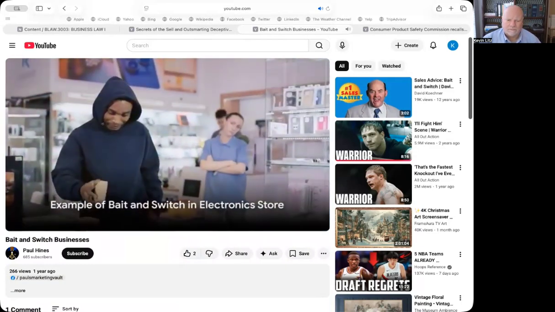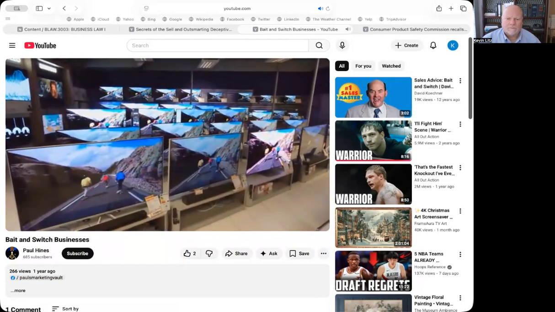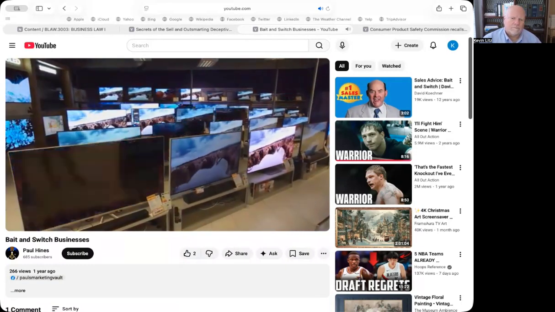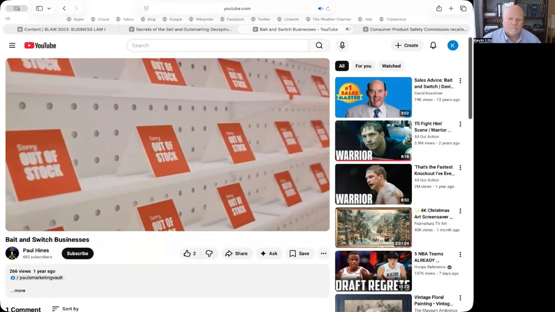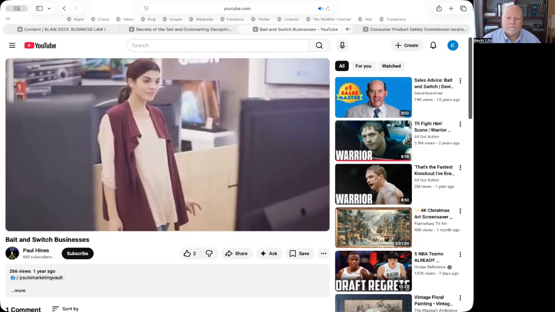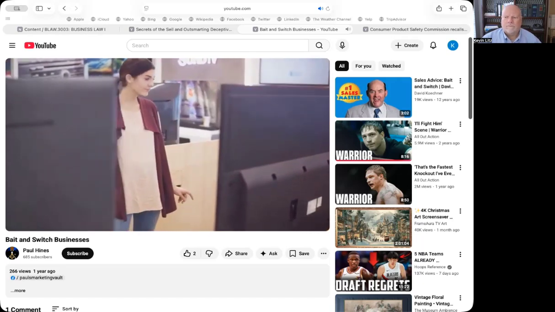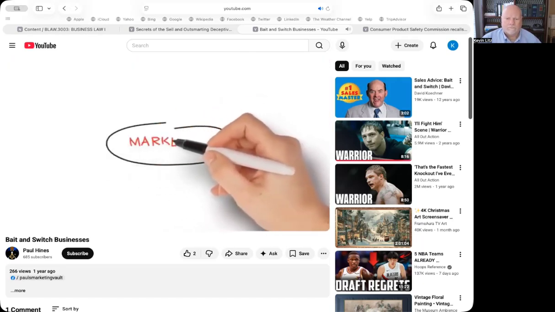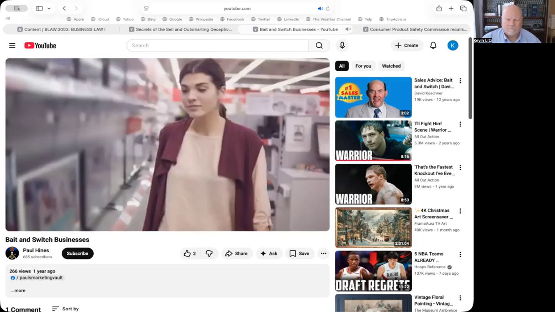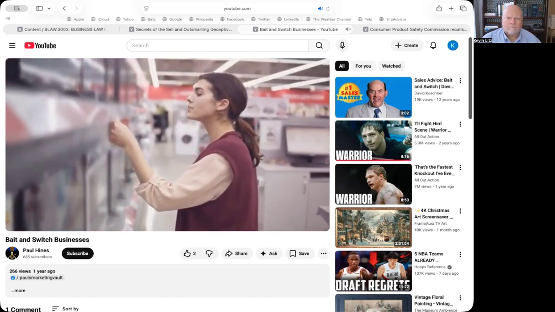Consider the case of a popular electronics store. They advertise a high-end television set at a jaw-dropping price, drawing in droves of eager customers. However, upon arrival, they find the advertised product out of stock. Instead, they're directed towards other, more expensive models. This isn't mere coincidence, it's a classic example of bait and switch. The low-cost television was the bait, and the switch occurred when customers were urged to buy pricier alternatives.